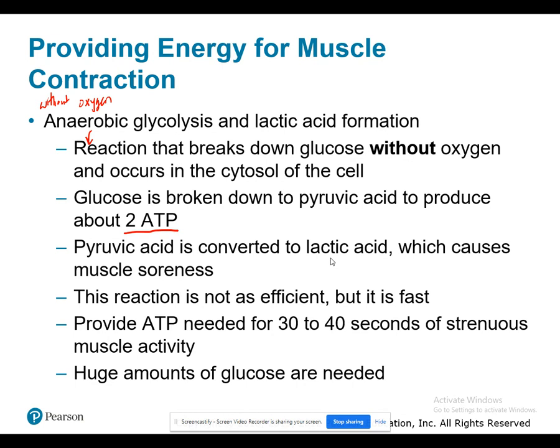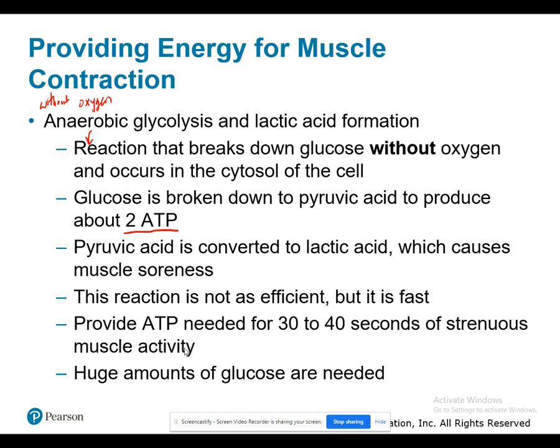There are also other studies out there that say, hey, that's not true. That's not why your muscles feel sore. So depending on the study and who you talk to, they might say something different, but this is what our book says. This reaction is not very efficient since it only makes 2 ATP, but it is fast. In fact, it provides enough ATP for about 30 to 40 seconds of very strenuous muscle activity.